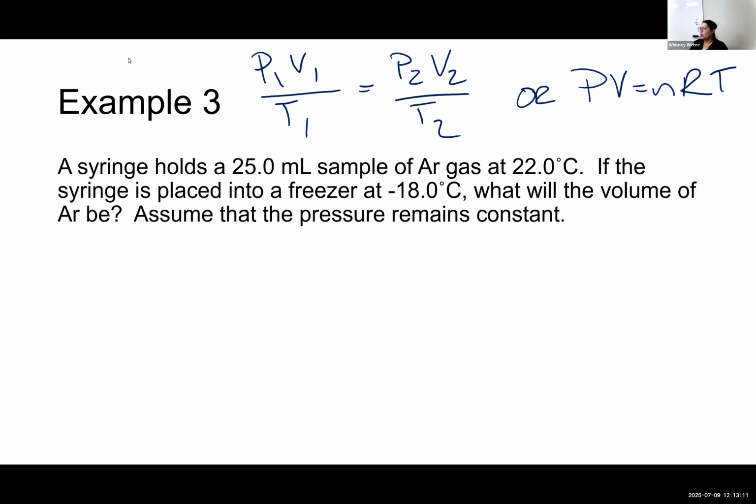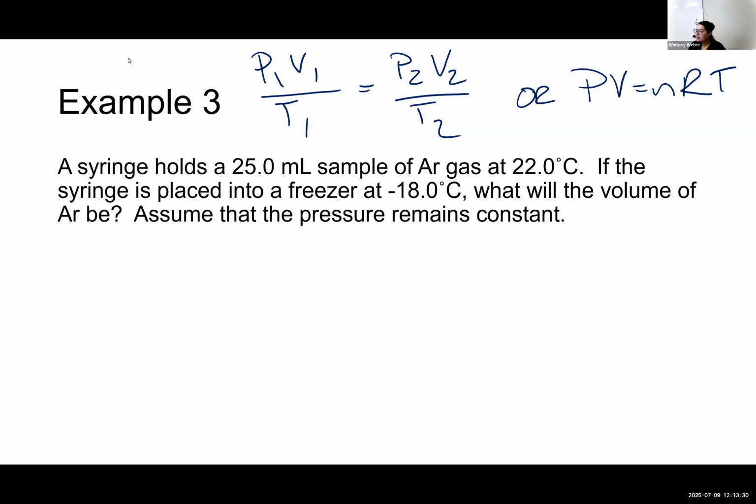What equation are we going to use? Why? Yes, they gave us two temperatures, which means you cannot use this equation, because that means there's only one temperature. So I have to use the left equation.